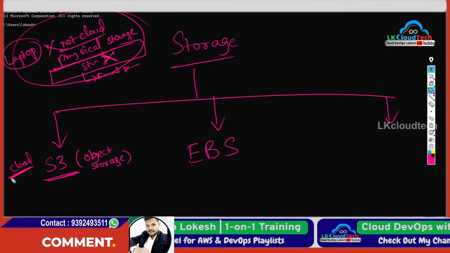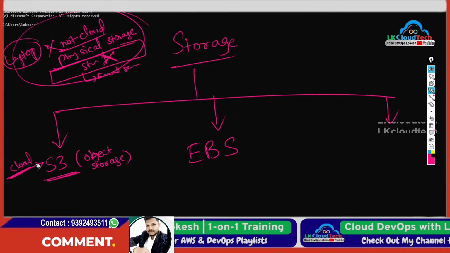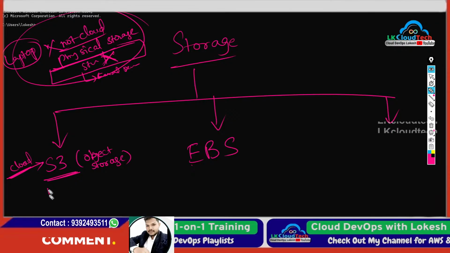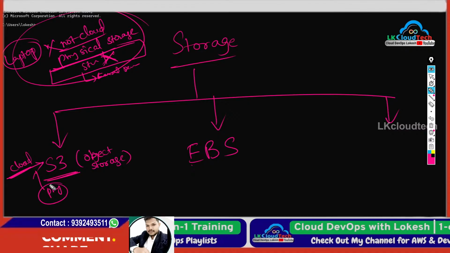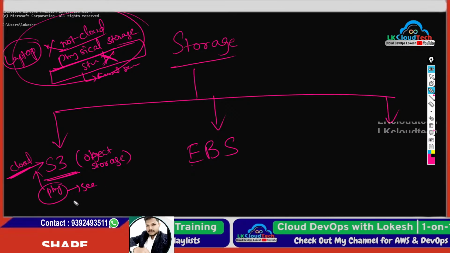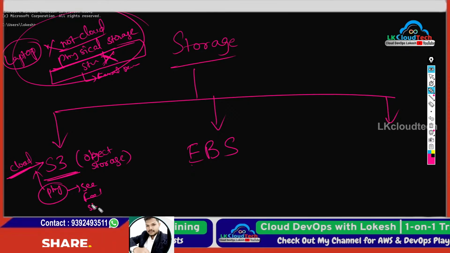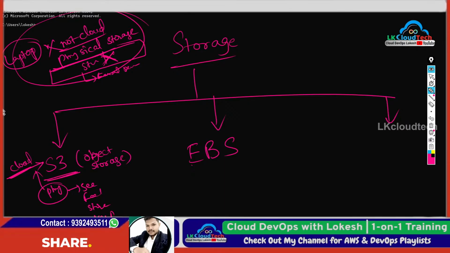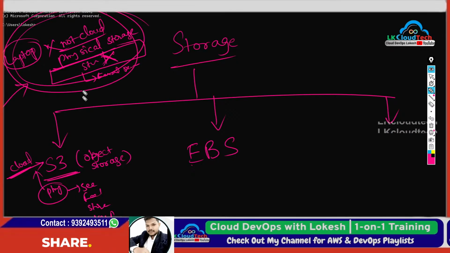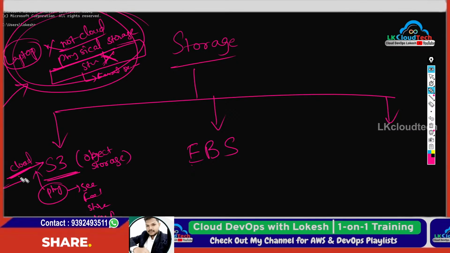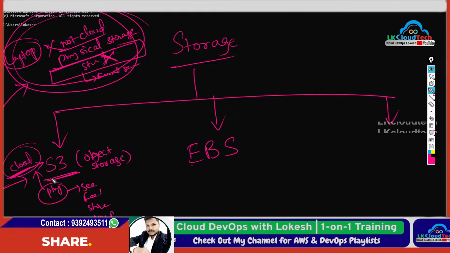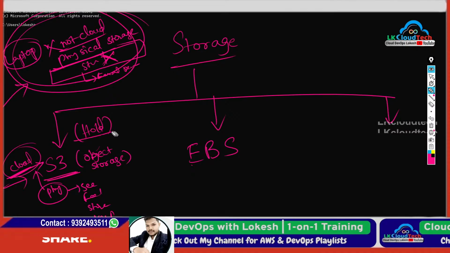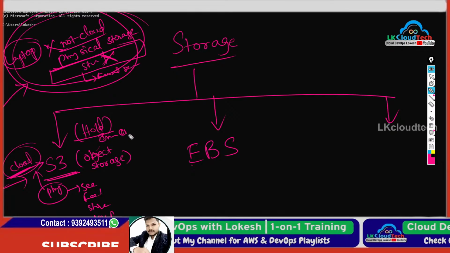But S3 is cloud storage, which means you physically can't touch this storage, but you can see it, feel it, store your files in it. Whatever you store on a physical device, the same operations you can do using cloud, but you can't hold it or carry it. By using the internet, you can access it.